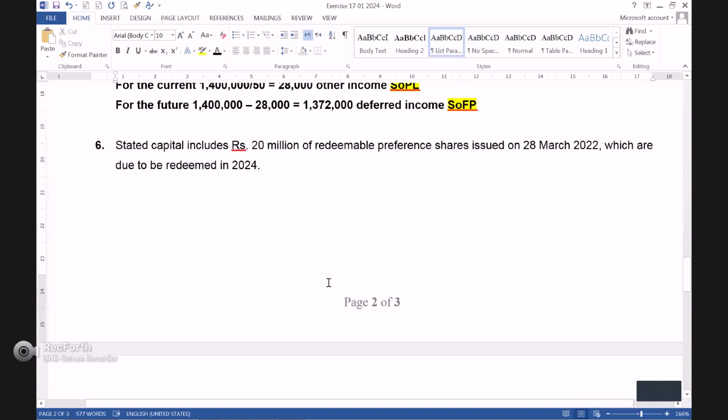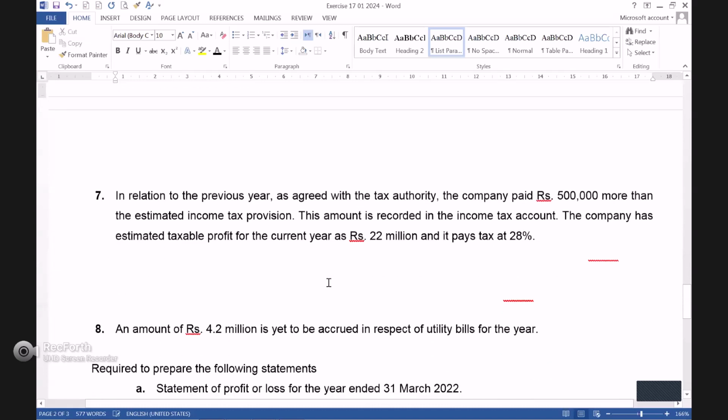What about stated capital? It includes 20 million of redeemable preference shares issued on 28 March 2022, which are due to redeem in March 2024. Next one.